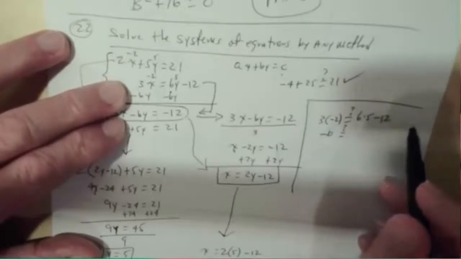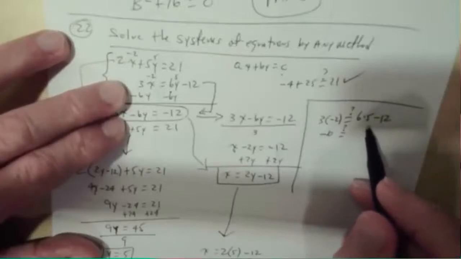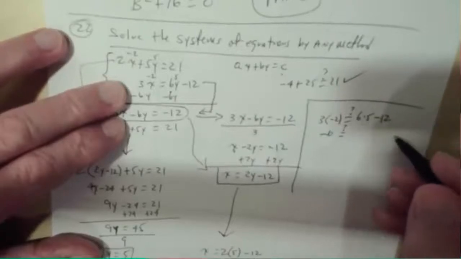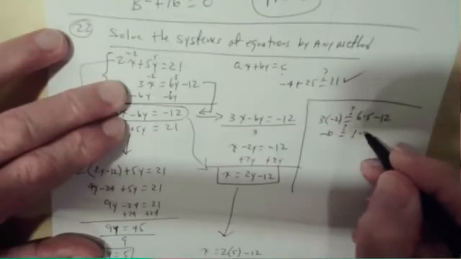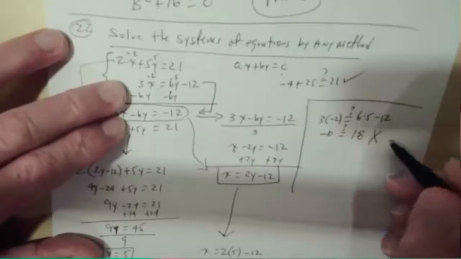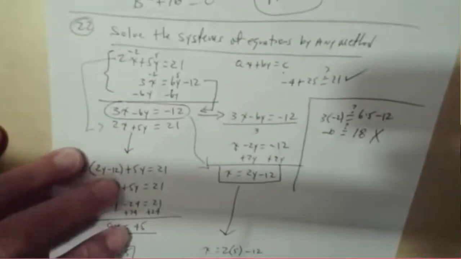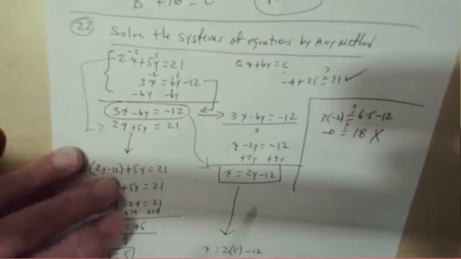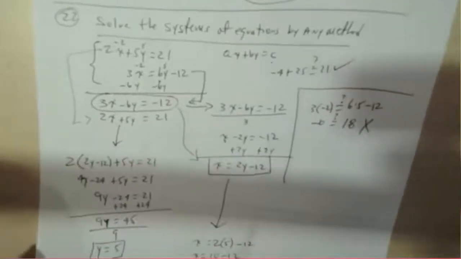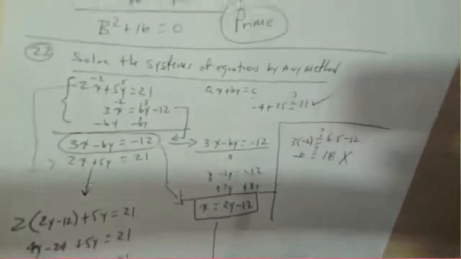Is that right? 30 minus 12 is 18. So this is not a good solution. This would be undefined. I think the one on the test, it is correct. Whatever bonehead did this, did it wrong, apparently.